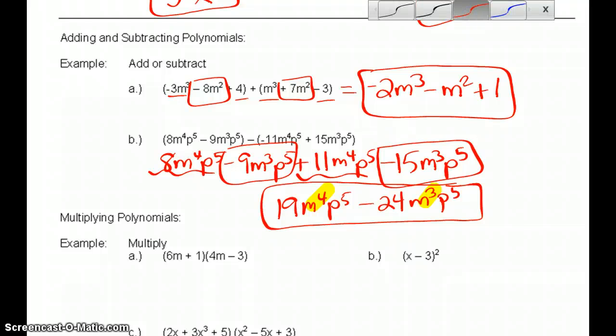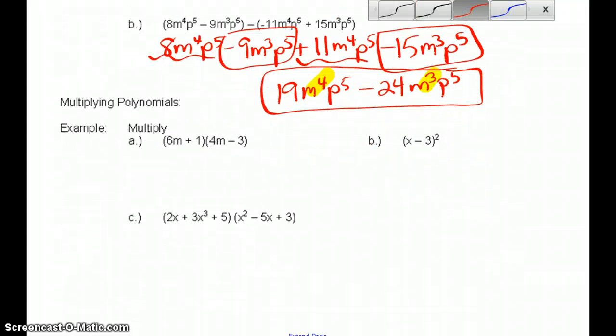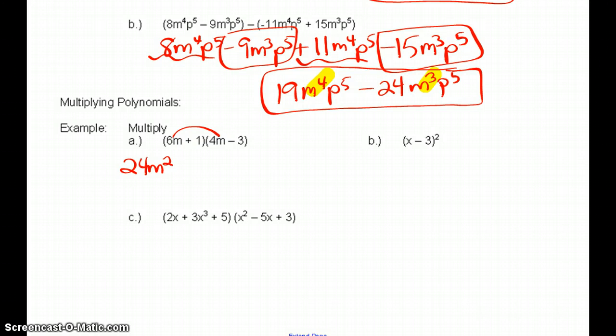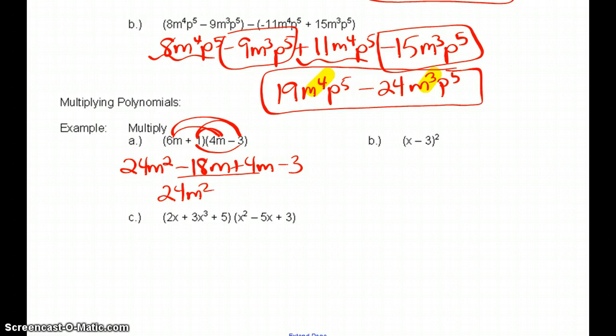All right, let's go to multiplying. Okay, remember the expression FOIL? All you're really doing is distributing each term to the other. So we have our 6m times 4m, which gives us 24m squared. Then we have our 6m times negative 3, which gives us negative 18m. 1 times 4m gives us positive 4m. And 1 times negative 3 gives us negative 3. So we want to make sure we combine all our like terms. So we have a product of 24m squared minus 14m minus 3.